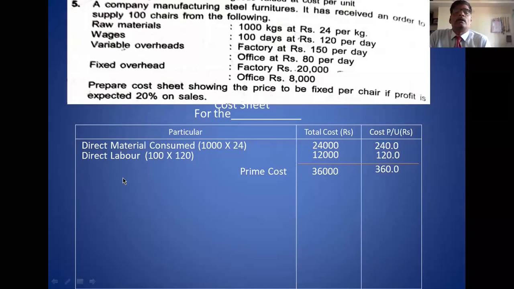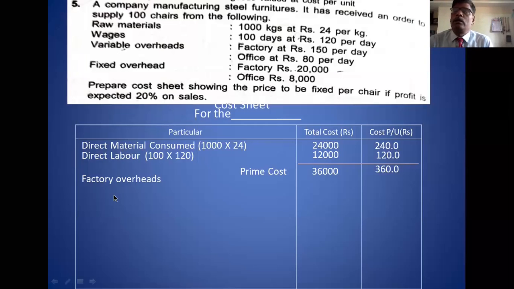Clear? Then you take the factory overhead. Factory overhead is classified into variable and fixed. Variable always depends on the production. It is to be calculated based on per unit. Remember. Okay, I'll calculate it. And fixed is always fixed based on time factor.